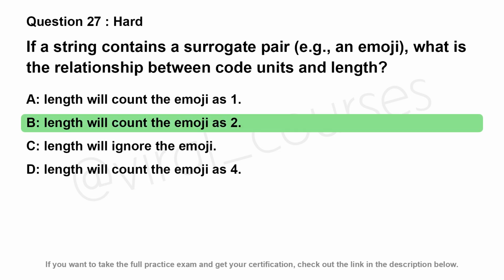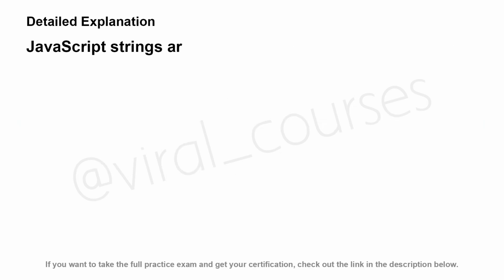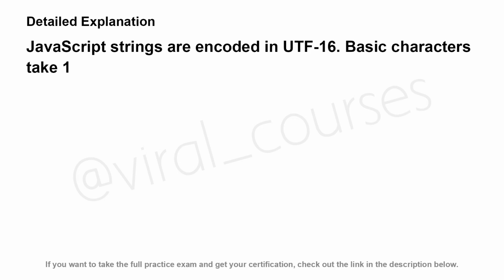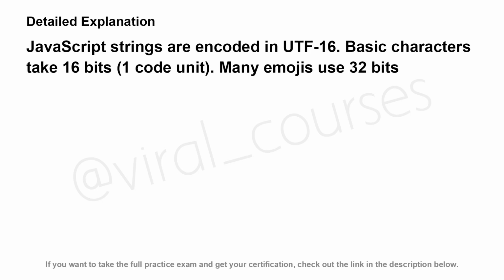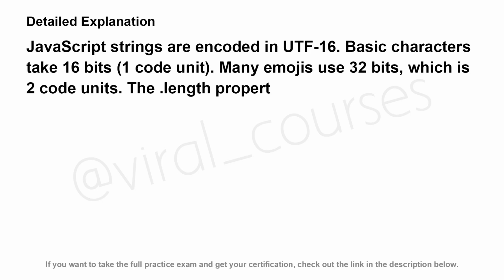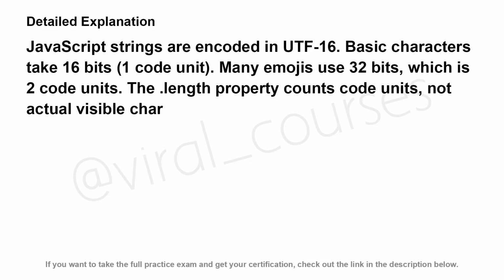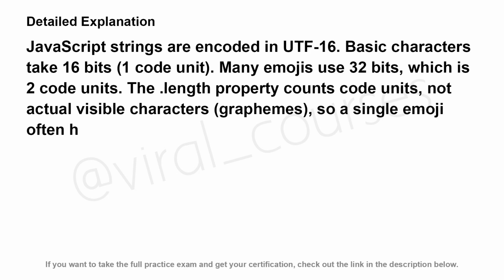The correct answer is B. JavaScript strings are encoded in UTF-16. Basic characters take 16 bits, which is 1 code unit. Many emojis use 32 bits, which is 2 code units. The length property counts code units, not actual visible characters, or graphemes. So a single emoji often has a length of 2.